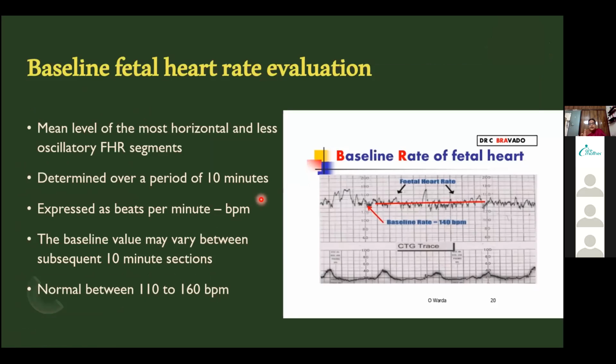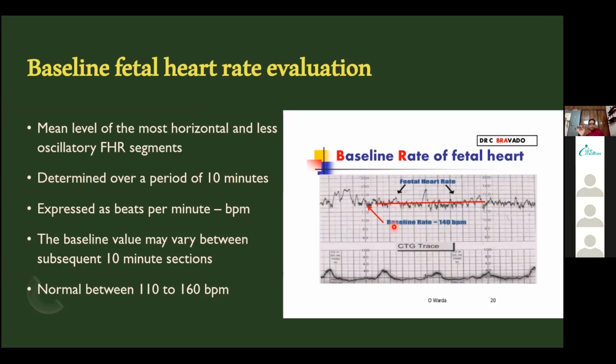So let's go to the first feature, that is the baseline rate of the fetal heart rate. This is the mean level of the most horizontal part of the tracing. At least for 2 minutes it has to be observed, and it should be less oscillatory. Supposing this is an oscillation, this part is less oscillatory. So for the most horizontal part, you have to see it for at least 2 minutes. The baseline heart rate should be determined over a period of a 10-minute graph.